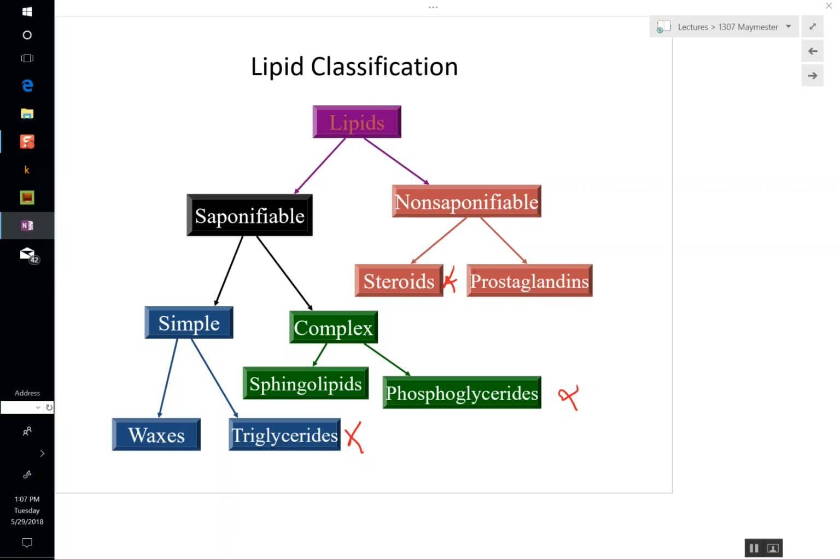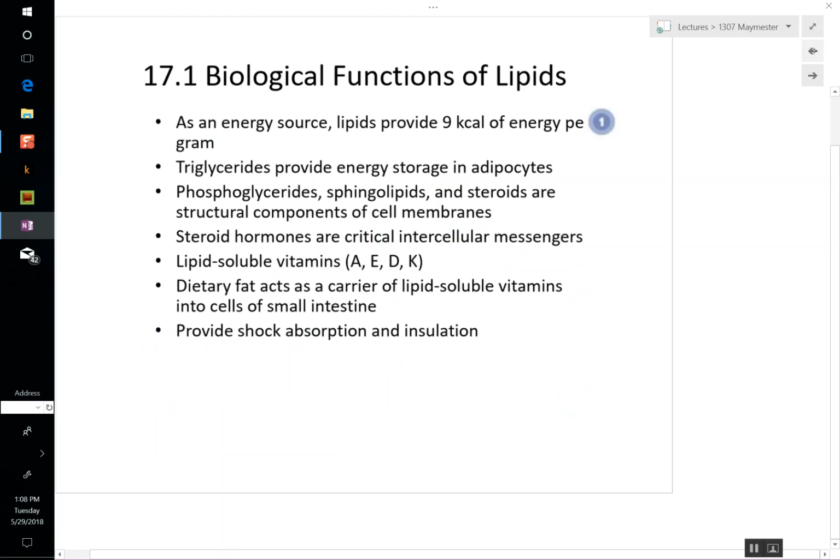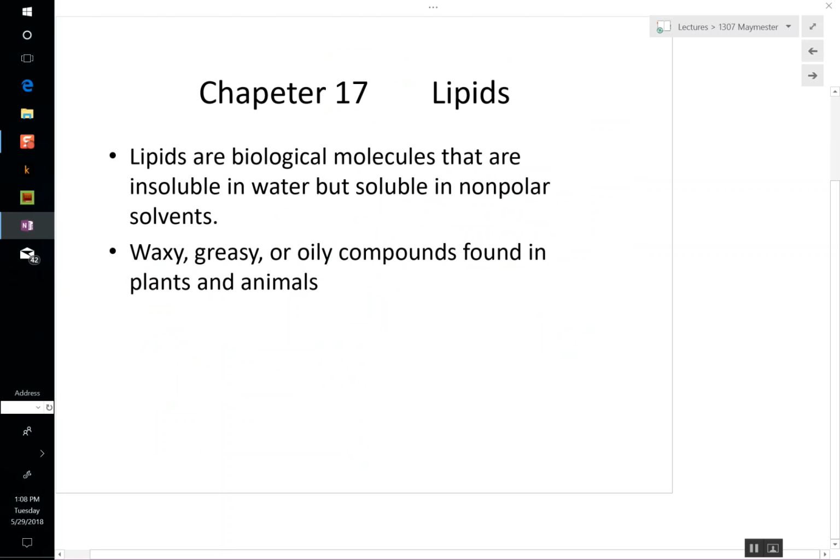All right, so I'll just keep that up there as kind of a scoreboard. You can keep track of these things a little bit. And we'll probably go through this at a little bit faster clip than I normally do. Let's go back 2 slides. Lipids. Lipids are biological molecules that are insoluble in water, but soluble in nonpolar solvents. These are typically nonpolar molecules. In general, they are nonpolar.